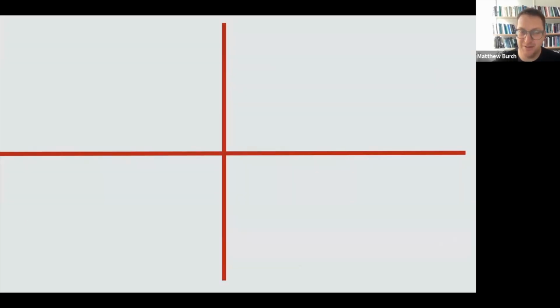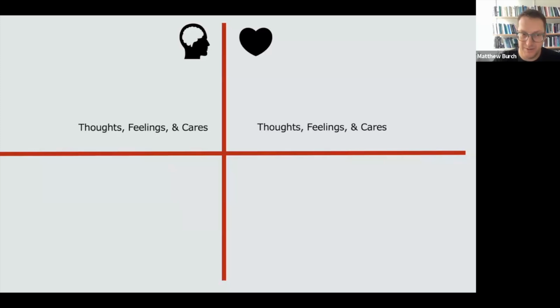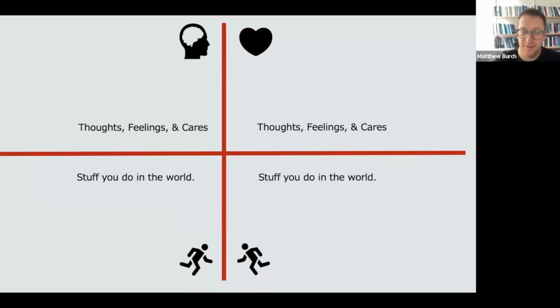So the matrix consists of 4 quadrants. There are 2 lines dividing 4 quadrants. The top 2 quadrants consist of things that exist in the heart or the mind, right? These are thoughts, feelings, beliefs that you're exploring. And these are things that other people can't see. They're not out there in the world. In the bottom 2 quadrants, you're talking about behaviors, stuff that you actually do in the world, stuff that other people can see you doing. So the matrix, first and foremost, is a way to divide the world into things that are invisible, thoughts, feelings, things that you care about, and things that you can see, behavior, actions in the world.